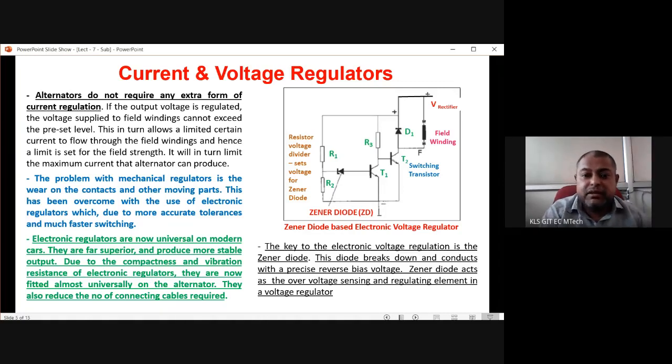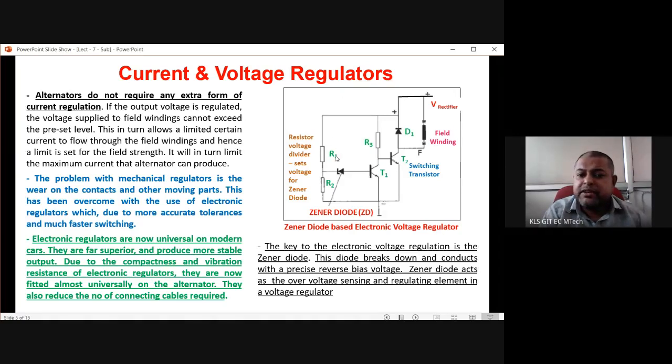So I'll repeat, whatever is the voltage across R2 at this point, that is nothing but the cathode voltage of the Zener. And the Zener has a predefined reverse voltage. So if that voltage is attained, this Zener will become conducting. So a preset value of this R2 R1. This R2 R1 is nothing but a voltage divider circuit, and that is connected from this V rectifier.